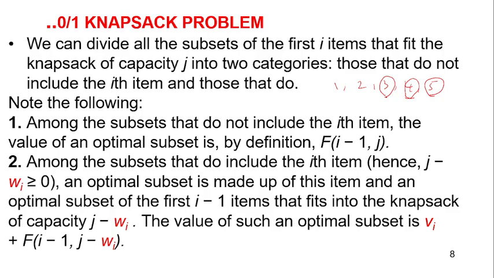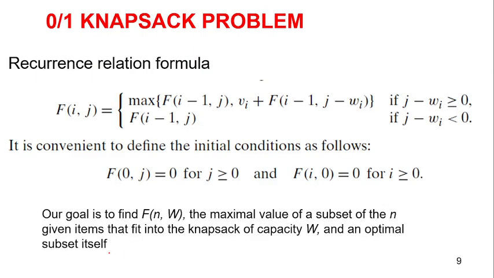If the ith item is not included, then the optimal subset will be the previous one, f of i minus 1 comma j. If it is included, then you have to find the maximum of two values. One is f of i minus 1 comma j, and the other one is vi plus f of i minus 1 comma j minus wi. If we see this recurrence relation, you will easily understand.